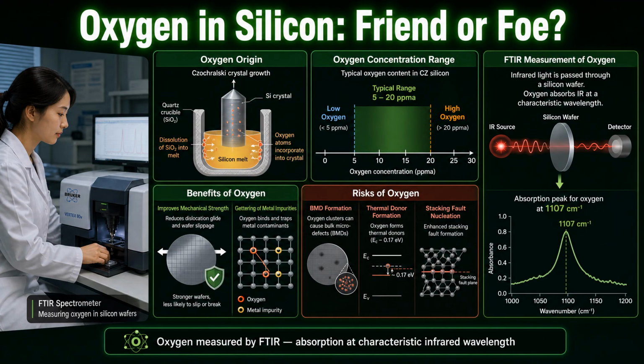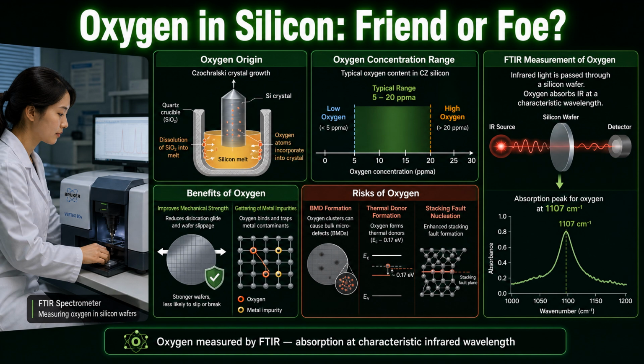Oxygen enters silicon during Czochralski crystal growth. The quartz crucible holding the silicon melt slowly dissolves, releasing oxygen atoms into the crystal. Oxygen in silicon has a dual nature. On the positive side, it strengthens the wafer mechanically, reducing the risk of slip during high-temperature processing. It also provides gettering sites that trap metal impurities away from active device regions.